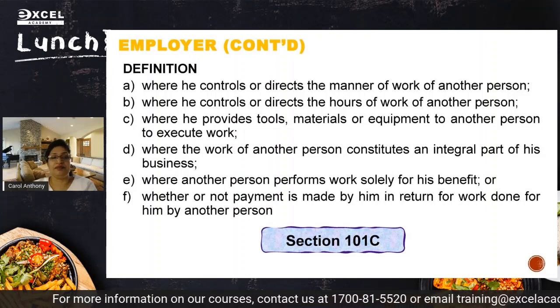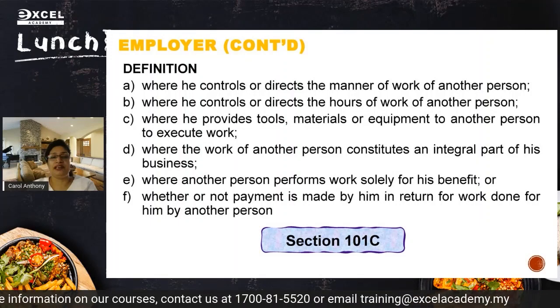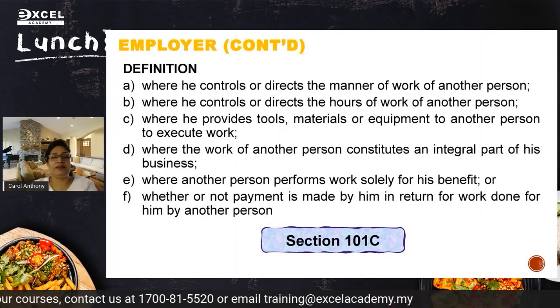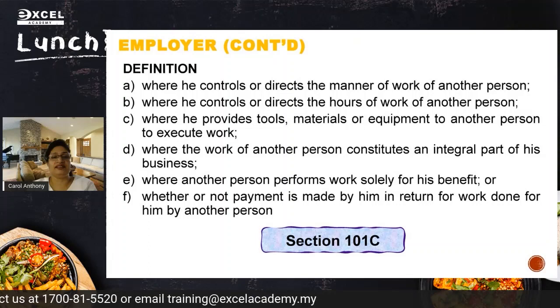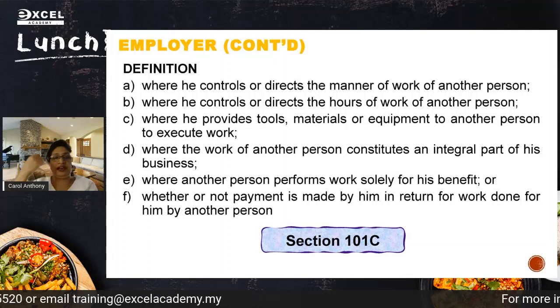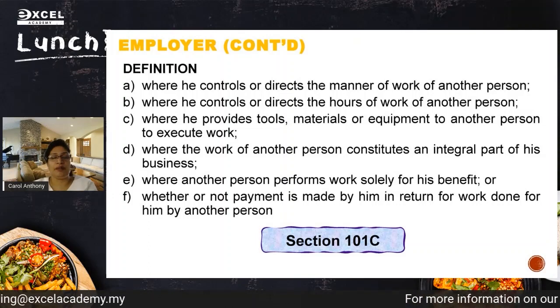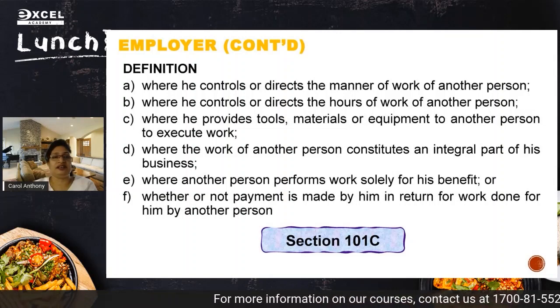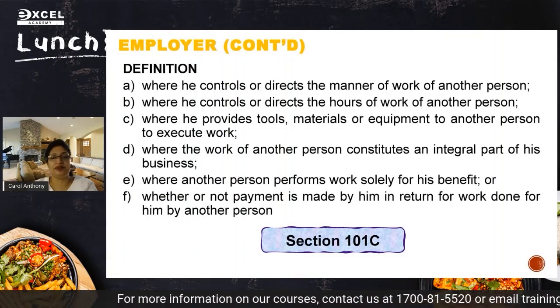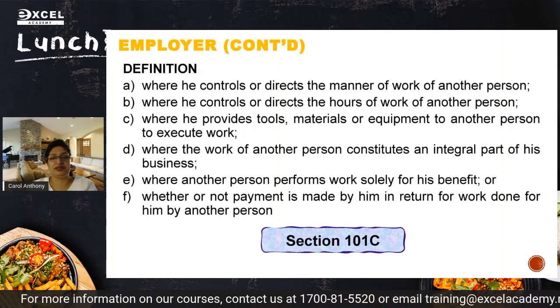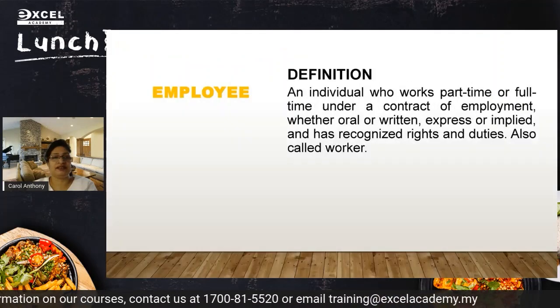F, whether or not payment is made by him in return for work done for him by another person. So this one says that payment may be made or not made; as long as he is doing all of A to E, then he is considered an employer. So this is very basic information, all right? Let's move on to the next one.